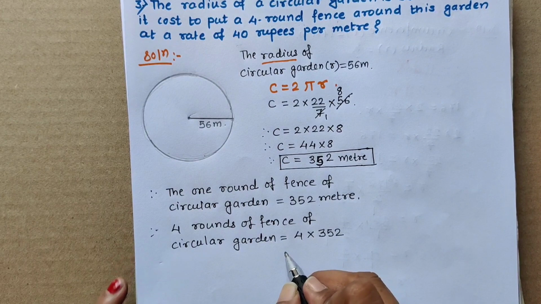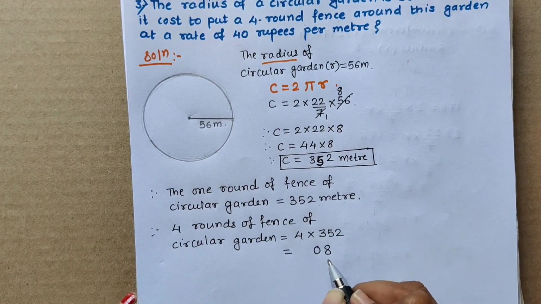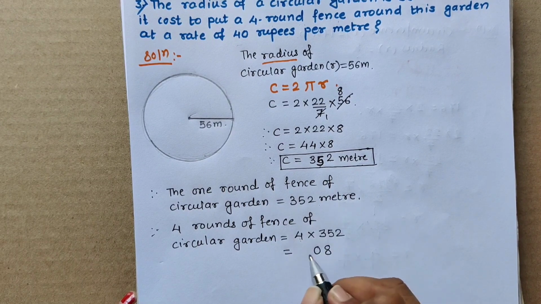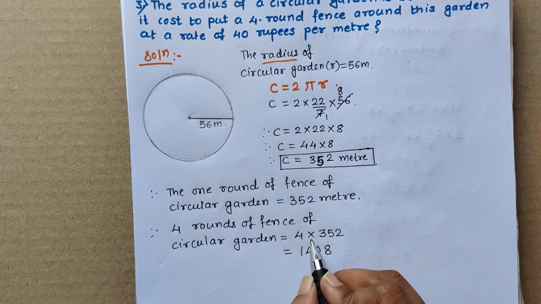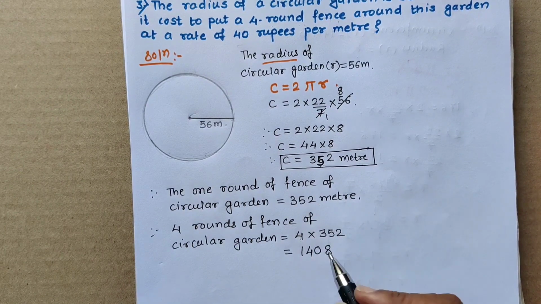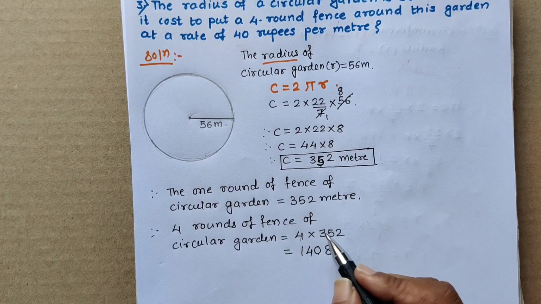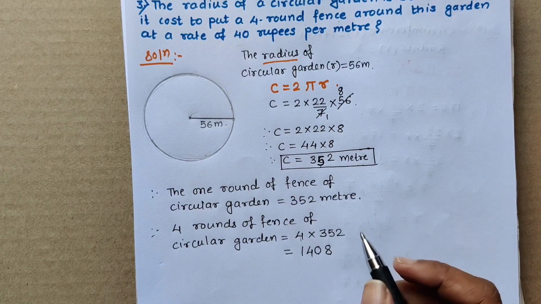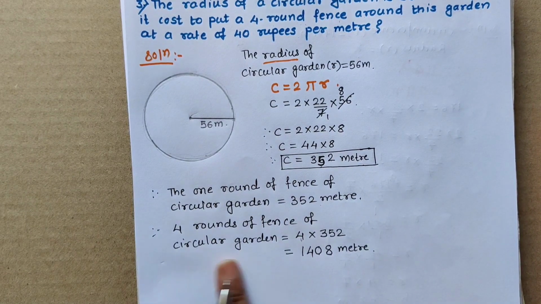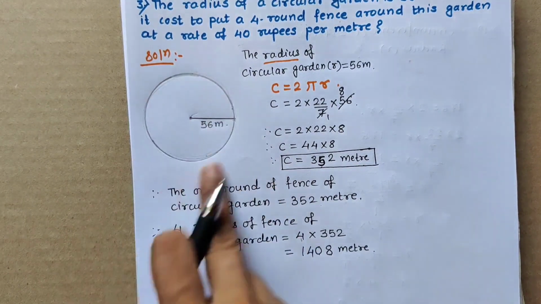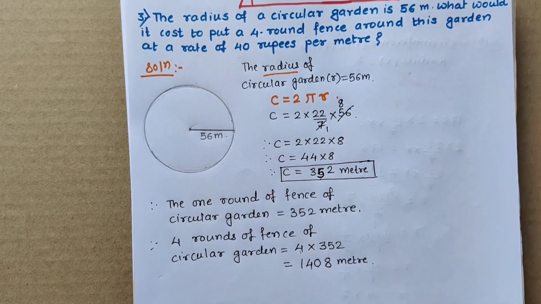Now let us find out the answer for this multiplication. 4 2s are 8, 8 written, 4 5s are 20, 0 written, 2 carrying, 4 3s are 12, 12 plus 2, 14. So for 4 rounds of circular garden, the fence required is 1408 meter, 1408. Now what we have to find out?